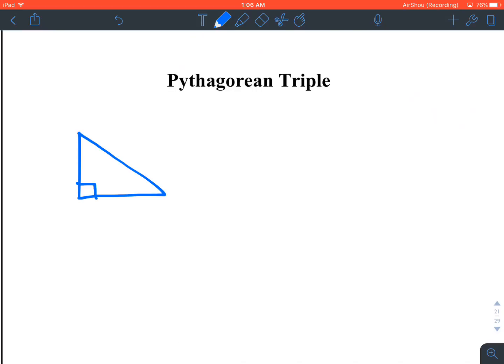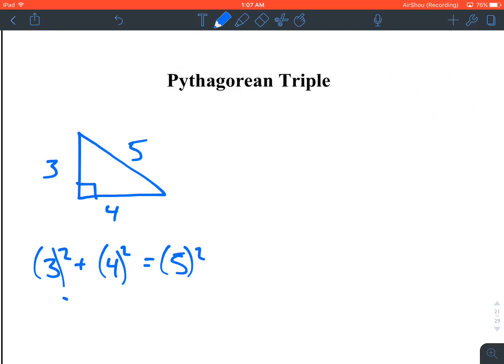Well, let me give you an example. The most famous right triangle of all is the 3, 4, 5 right triangle. Let's just see if that works. 3 squared plus 4 squared equals 5 squared. 3 squared is 9, 4 squared is 16, 5 squared is 25. 25 does equal 25, so it checks out. It's called a Pythagorean triple, the 3, 4, 5 triangle.